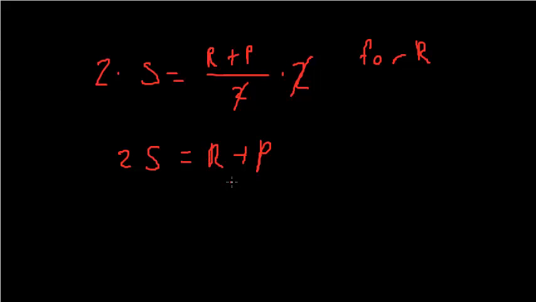Now to solve for r, I just need to get rid of this p, so I can subtract p from both sides. Now these are not like terms, so I'll write this out: 2s minus p, and that is equal to r. And that is my final answer. I have r by itself and everything else on the other side of the equal sign.